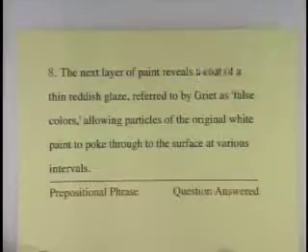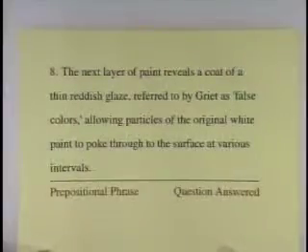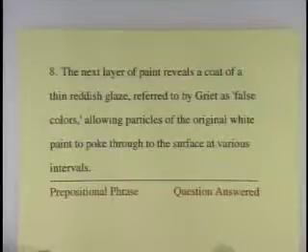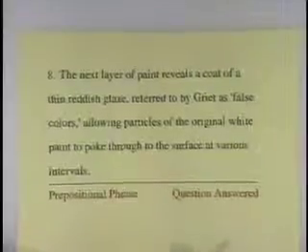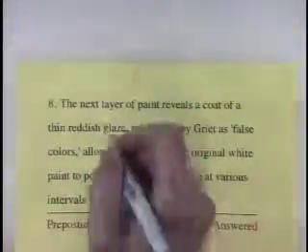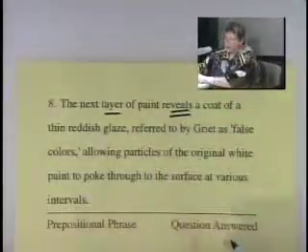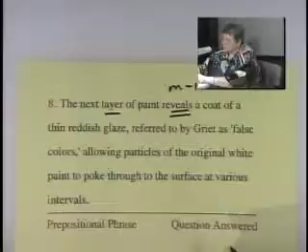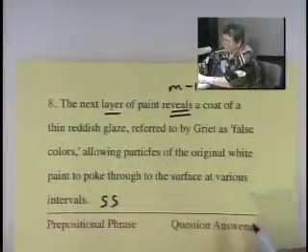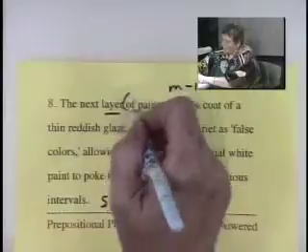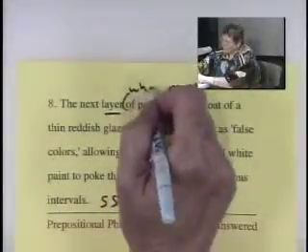Okay. So the bottom layer of those biscuits is white. Let's see what we get next. "The next layer of paint reveals a coat of a thin reddish glaze, referred to by Greet as false colors, allowing particles of the original white paint to poke through to the surface at various intervals." Where's a subject? Next layer. Layer. And where's your verb? Reveals. And what kind of a clause do you have? Main. What kind of a sentence is this? Simple. How about a prep phrase? Of paint. And of paint answers what? What? Give me another one.